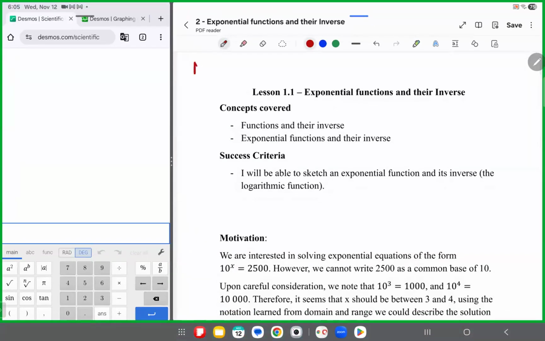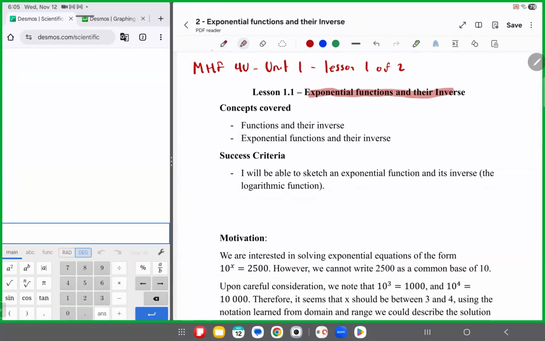This is the MHF4U course, Advanced Functions, Grade 12 University, and we are in Unit 1. This is going to be Lesson 1 of 2 parts. And for today, we're going to be having a look at exponential functions and their inverse.